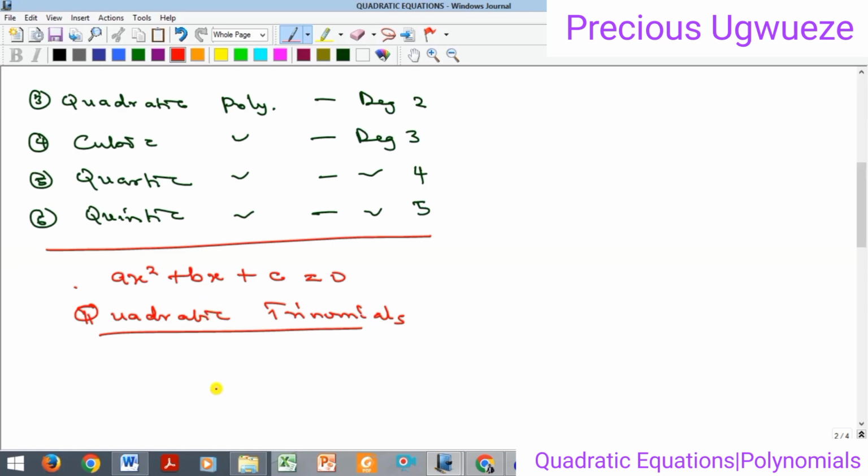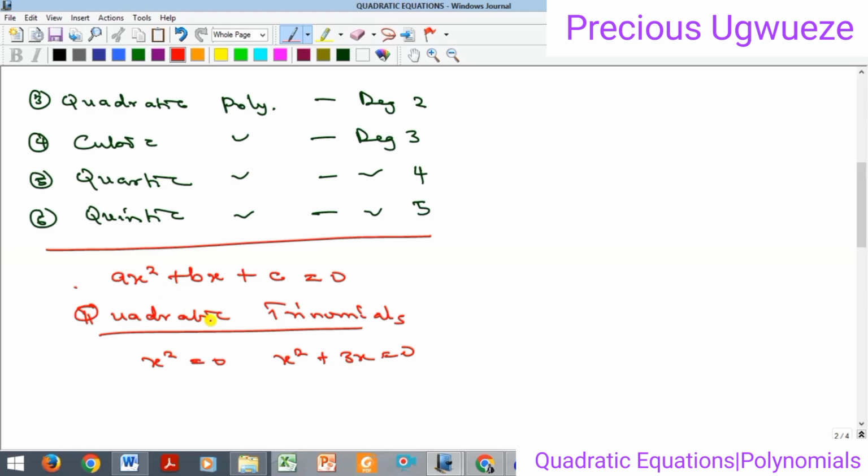Of course, you can see a quadratic monomial. For example, if I say x squared is equal to 0, this is a quadratic equation and it is a quadratic monomial. We can talk about, say, x squared plus 3x equal to 0. This one now is a quadratic binomial because it contains two terms, and of course it's a quadratic equation. And then we can also talk about the ones we are now discussing, which is the quadratic trinomials.